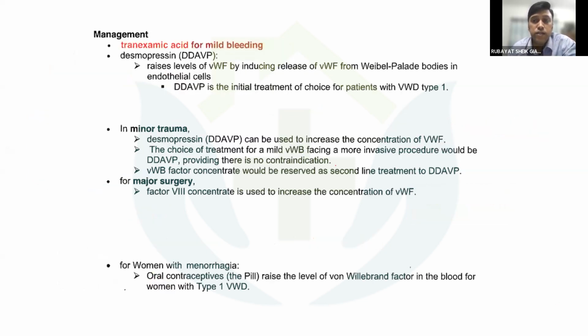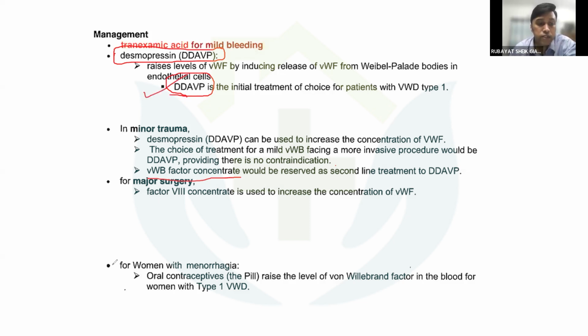If you have mild bleeding, you can use tranexamic acid, but the question that is commonly asked and most important is what is the treatment of choice of von Willebrand disease? It is desmopressin, DDAVP. It helps release of von Willebrand factor from the endothelial cells. So DDAVP is the treatment of choice. Von Willebrand factor concentrate is a second line treatment. So first line is DDAVP.